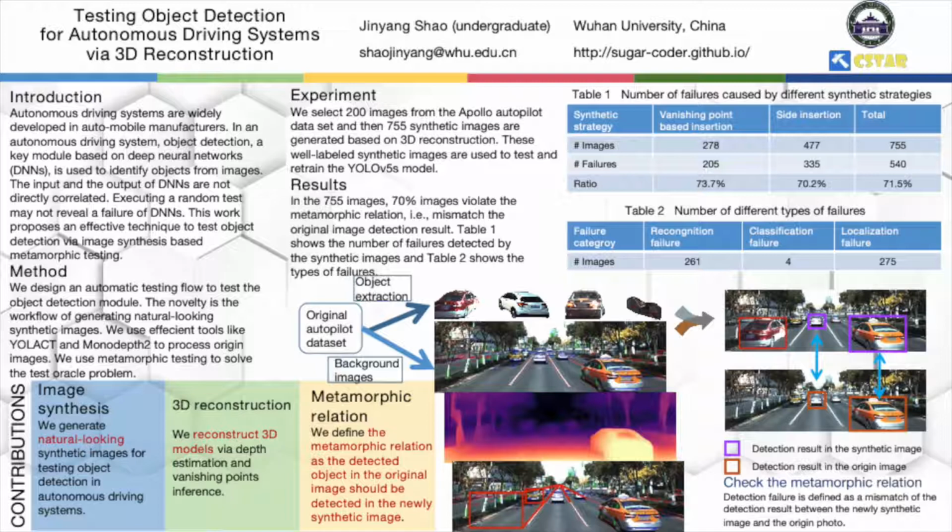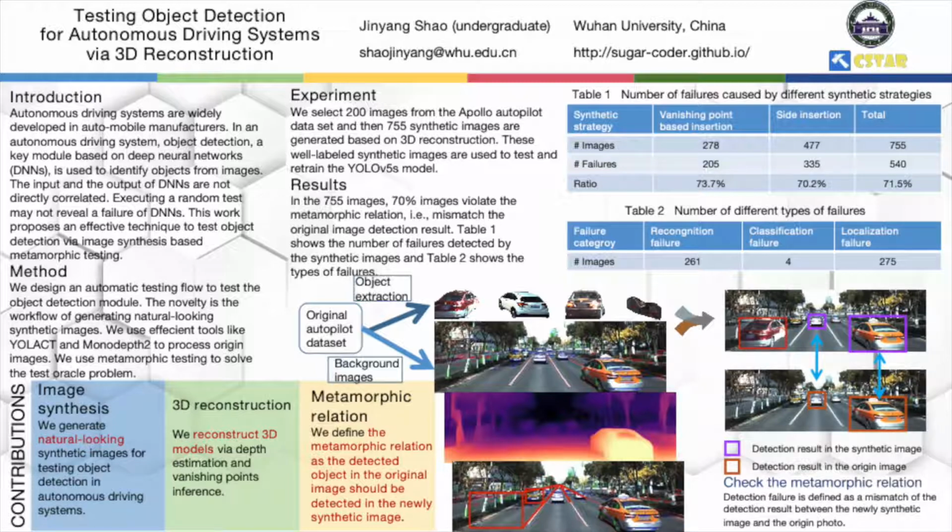Therefore, we propose a uniqueness strategy to generate natural-looking synthesis images, which can be used to test the object detection system. We define the equality criteria for metamorphic testing. Simply speaking, the detected object in the original image should be detected in the new synthetic image. We use mean average precision to check the metamorphic relation.